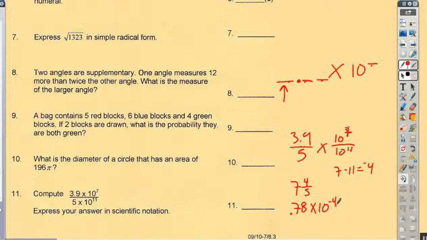We saw a lot of these answers. But wait. You have to have 1 digit to the left of the decimal place, which means we need to move this over 1. We're making this bigger. So for making this side bigger, we have to make this number smaller. So we have 0.78, so essentially we're dividing by 10, times 10 to the negative 5th to accommodate this movement right here.